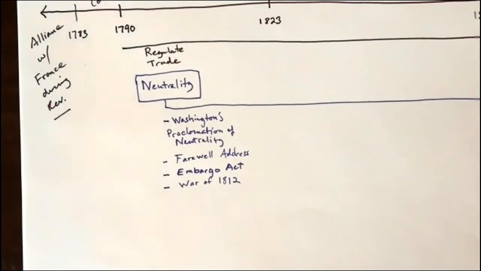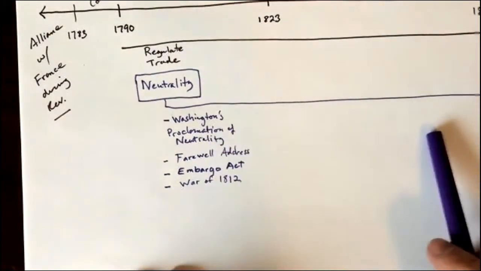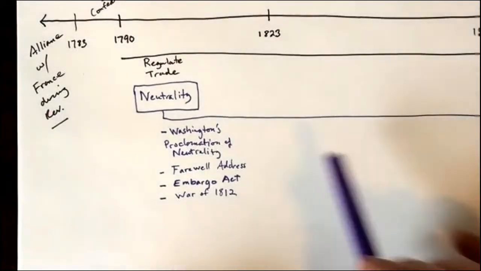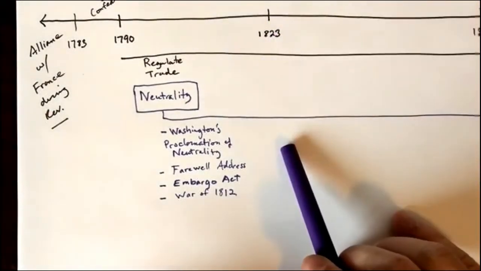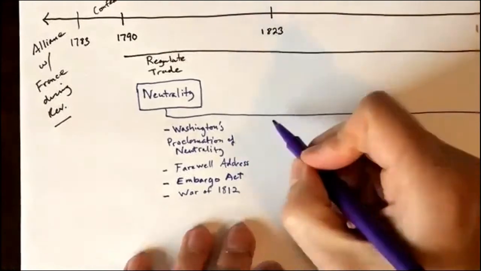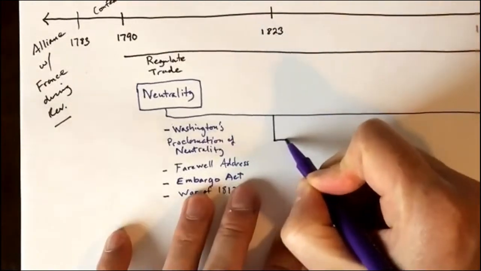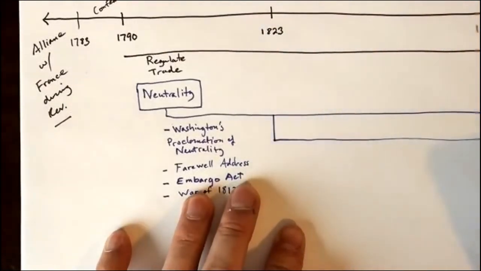And so part of the War of 1812 was fought, ironically, so that other countries would respect our right to remain neutral. When it's all said and done, America earned some respect during the War of 1812, but we maintain our neutrality throughout this time period. Now, 1823 is an important date because in 1823, we expand on this concept of neutrality.